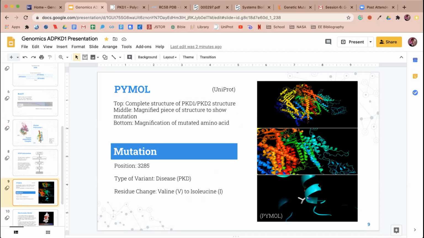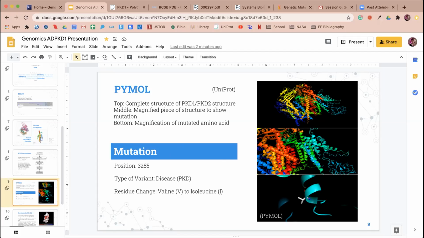And one of the mutations that I found, I found on UniProt, scrolling through all the pathological mutations under polycystic kidney disease and looking through the possible mutations in PyMol until I found one that matched up with the ones in UniProt that would have pathological significance. The first one I found was at position 3,285 and is a change from a V to an I. I'm not going to even try to pronounce that.